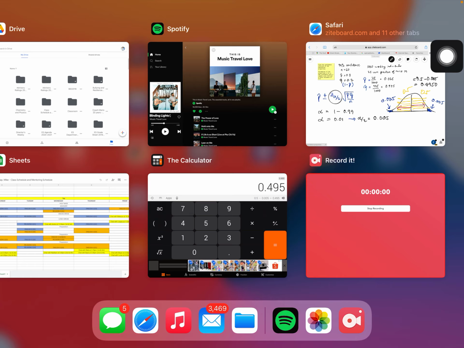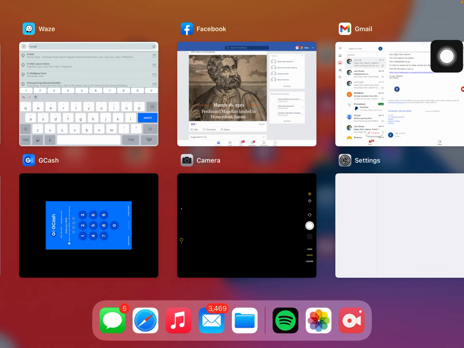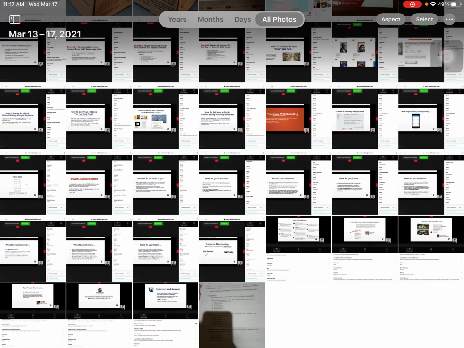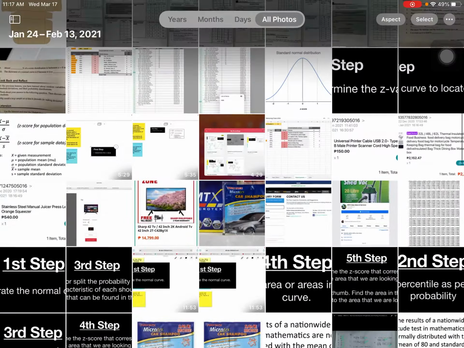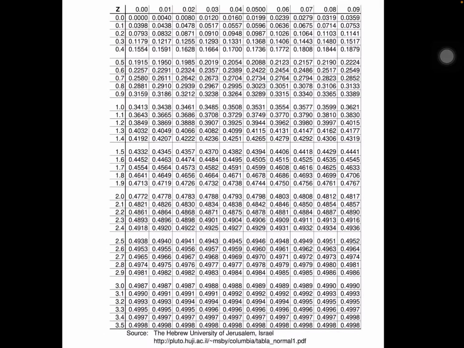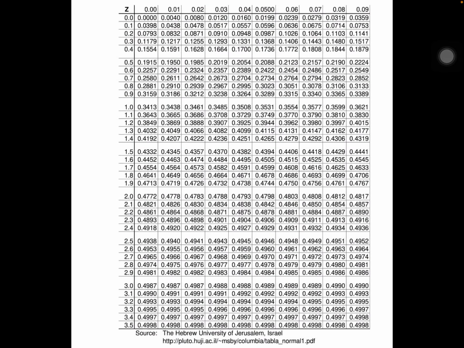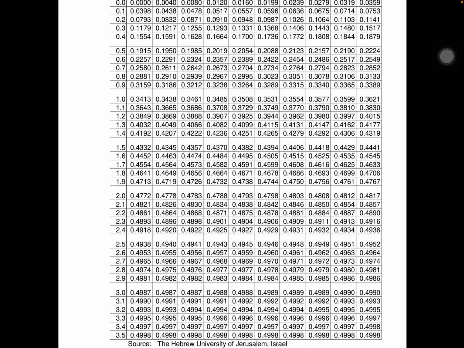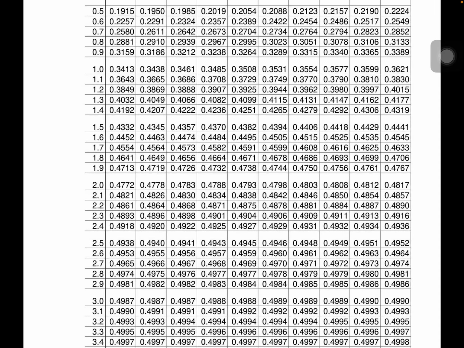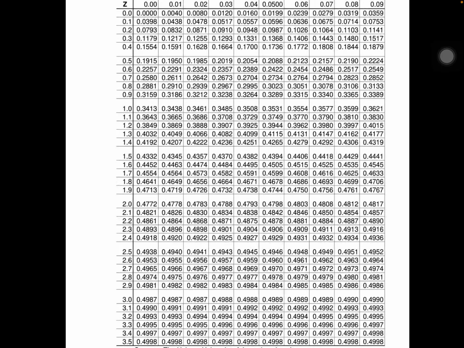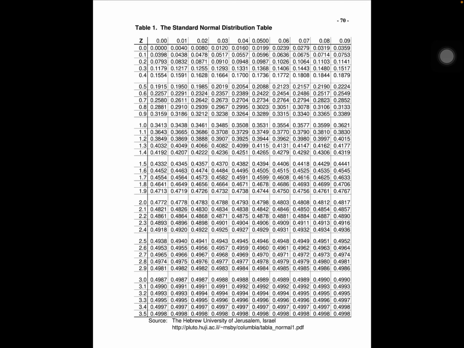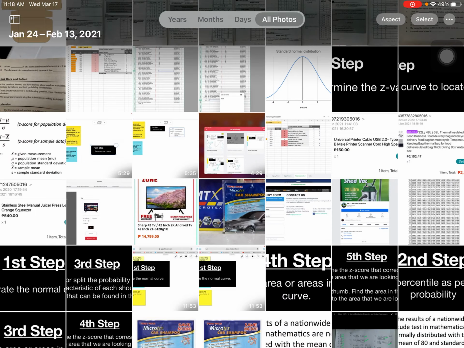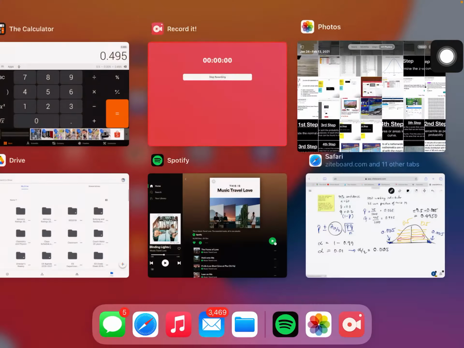So let's go to the z table. Where's that? So here it's in the z table. 0.4950 is not in the z table, but the closest are 0.4949 and 0.4951.